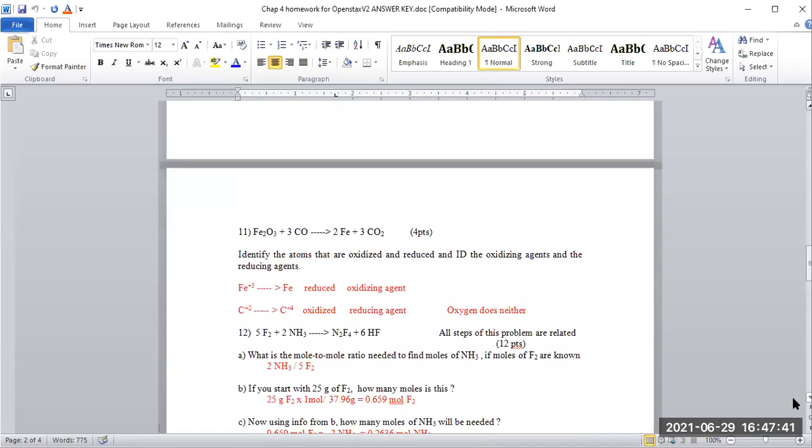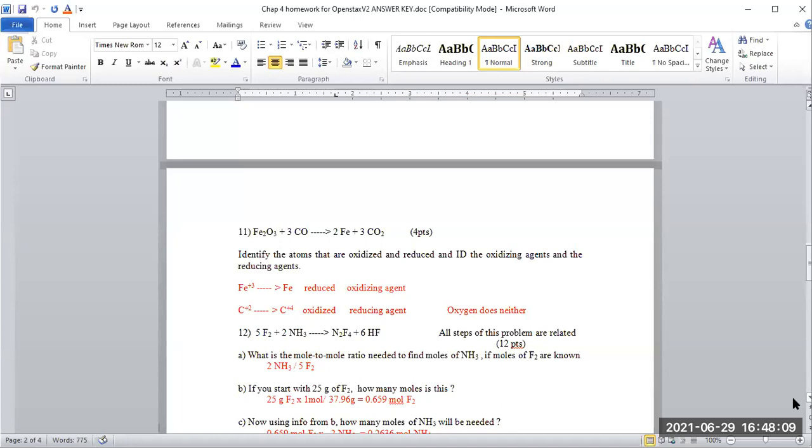All right, then on to some redox. I've got iron 3 oxide and carbon monoxide. We do some shuffling and we get some elemental iron and some carbon dioxide. So you have to think about what's happening to each of your elements. You've got 3 elements. You've got iron, you've got carbon, you've got oxygen.